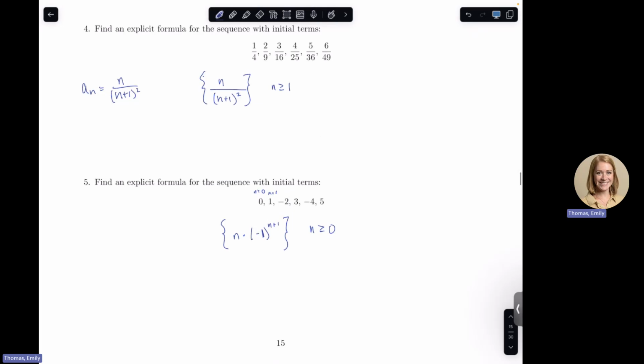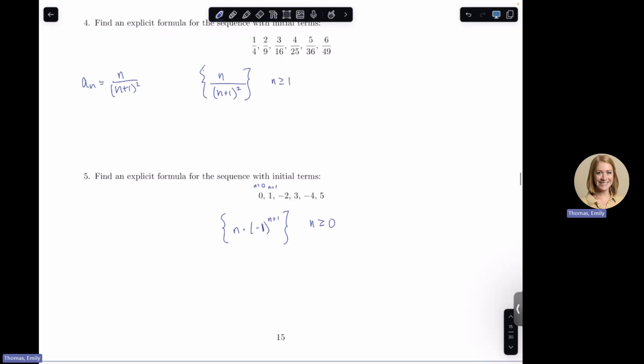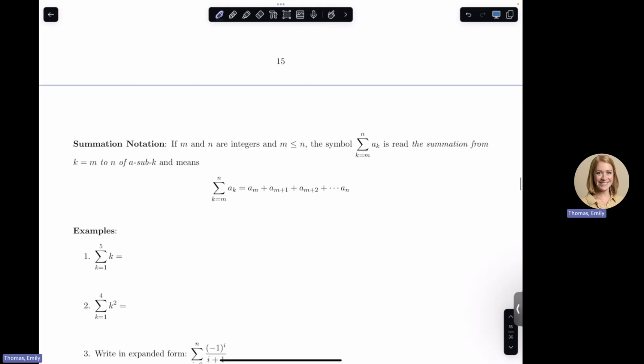Sherrod says the sequence diverges, which is true because of the negatives.